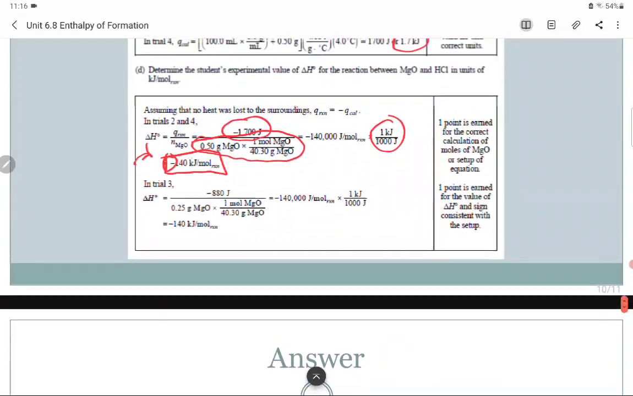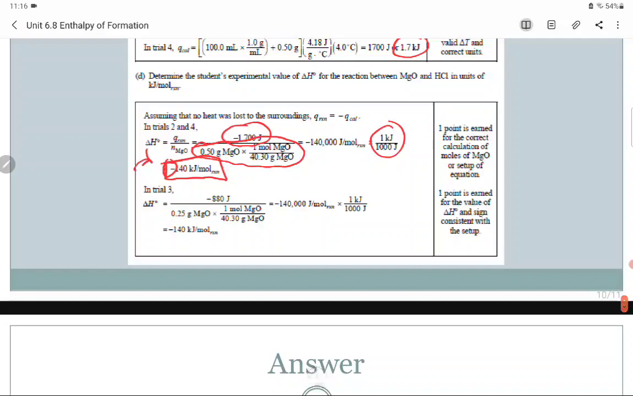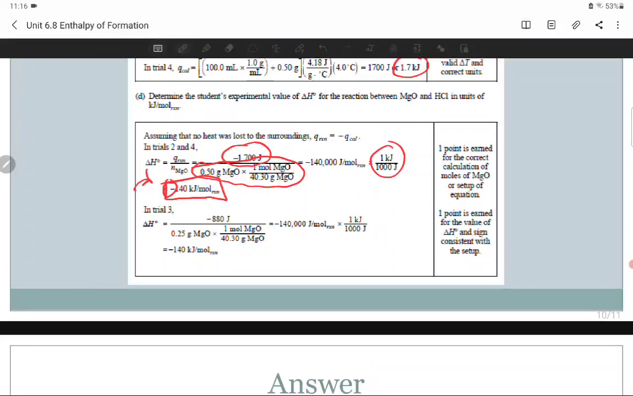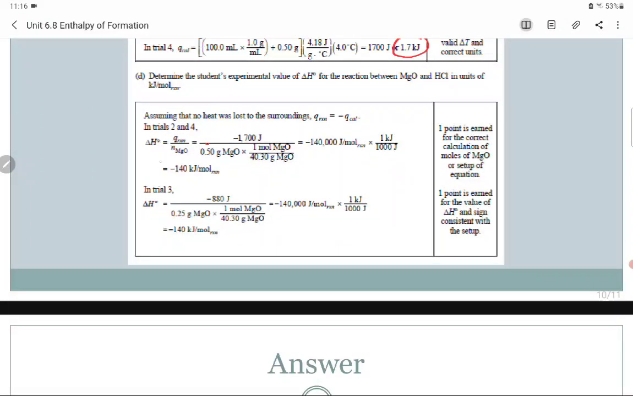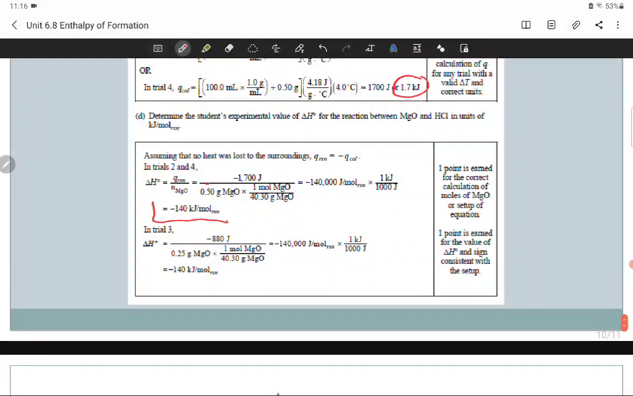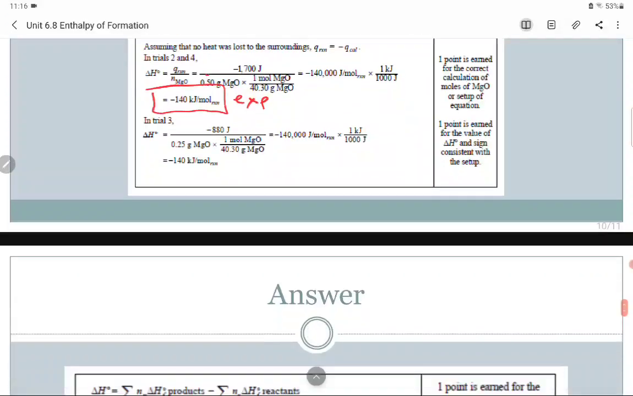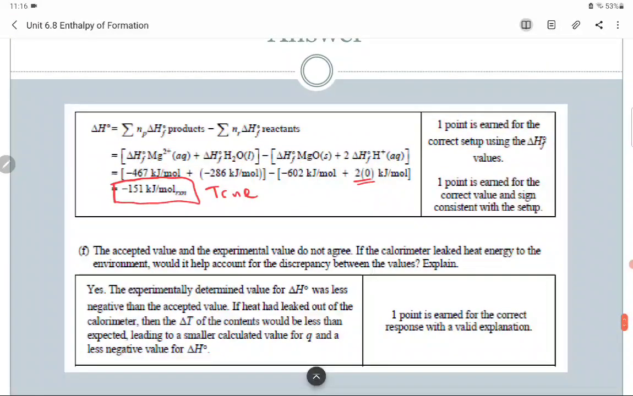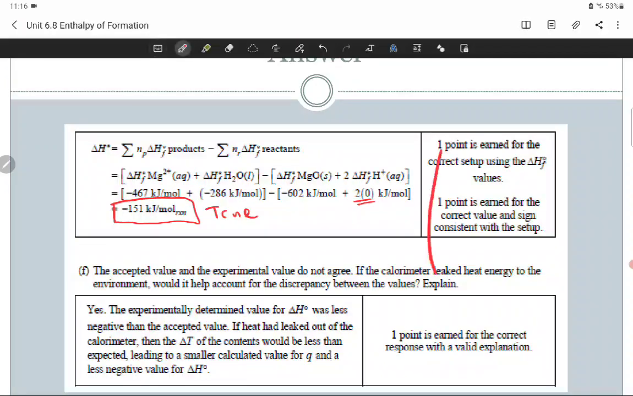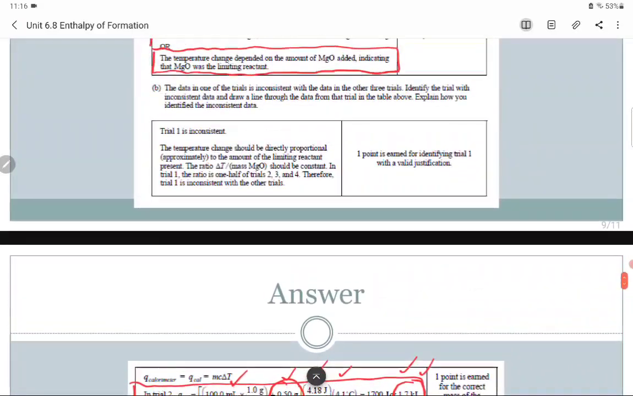And then we are going to eventually want to compare that with, let me erase a little bit of this here, we are going to want to relate that to this experimental. So experimentally, negative 140 kilojoules per mole. True, 151. So we did not get all the heat. We did not account for all the heat that we should have. So I think we're going to have to address that in this last question.